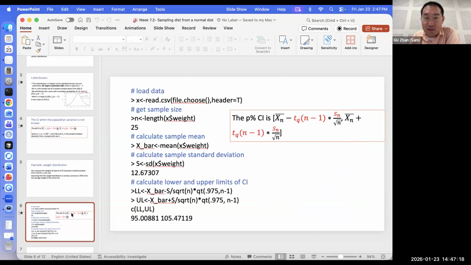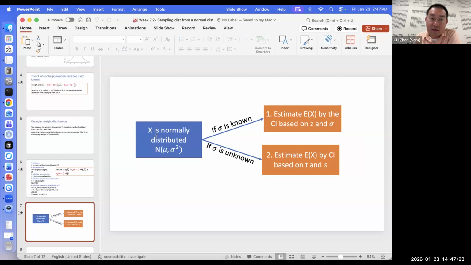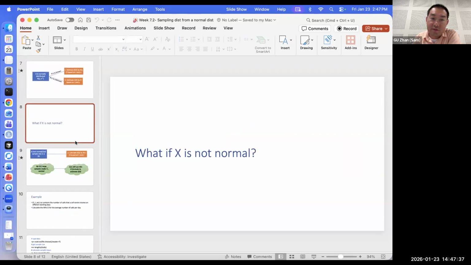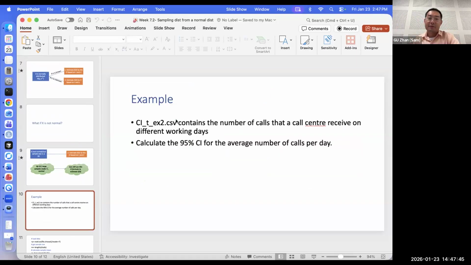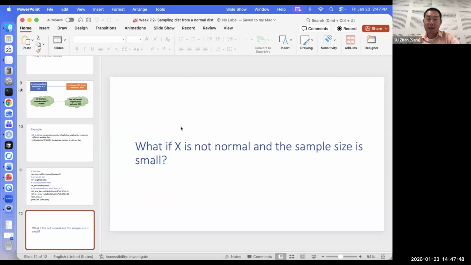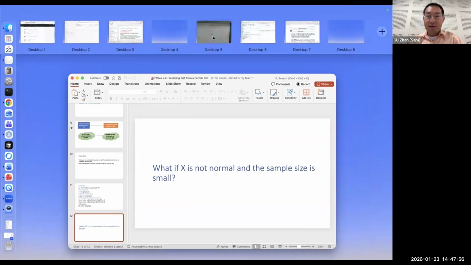So this is the example that you can run in R to look at. Here again, if X is normally distributed and sigma is known, use Z and sigma. If sigma is unknown, use t and the standard deviation of the sample. So what if X is not normal? I already showed you that earlier with the decision tree. What if X is not normal and the sample size is small? Then you need to collect more data. In general, collect more data. So that's the theory part.